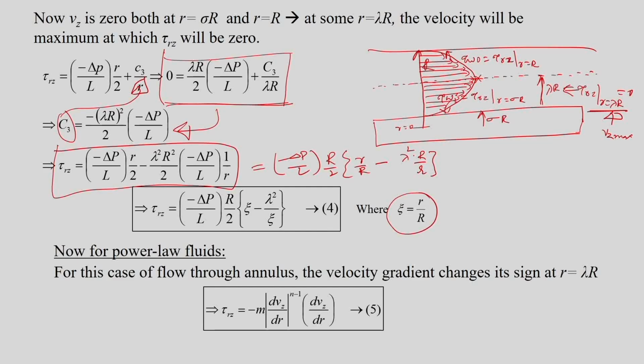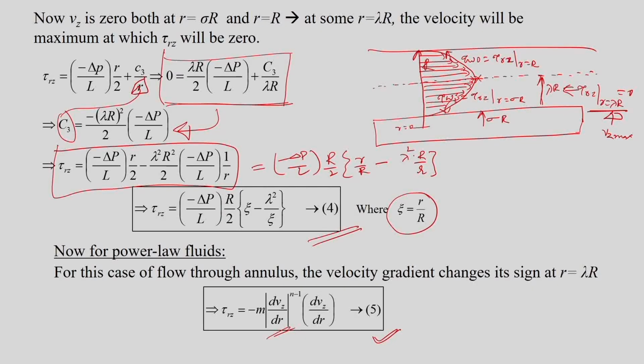Okay. Now, until this point, until this equation 4, we have not incorporated the rheology of the fluid. So, now we incorporate the rheology of the fluids. For power law fluids, we know the velocity gradient changes, and for power law fluids tau rz is given by this equation. Tau rz is equal to minus m into modulus of dVz by dr to the power n minus 1 multiplied by dVz by dr. So, this is the modulus here, right.